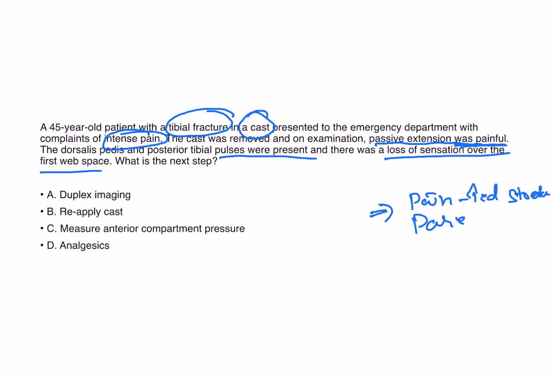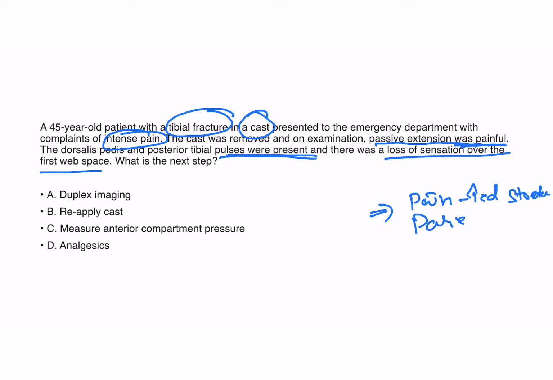And the question is literally begging you the answer. A tibial fracture, acute, and the patient is in a cast. The patient is having an intense pain on passive stretching. They are giving everything to you. The pulses were present. But remember, pulselessness is the least reliable sign when you're trying to manage a compartment syndrome.